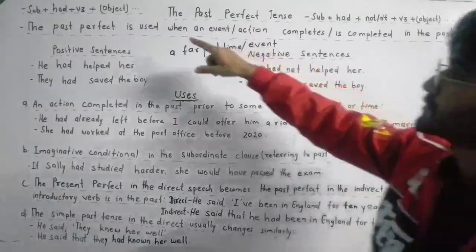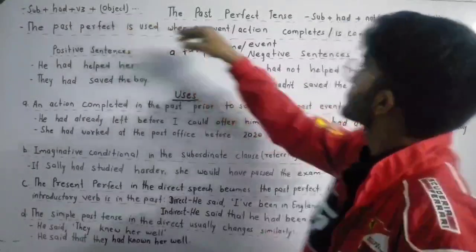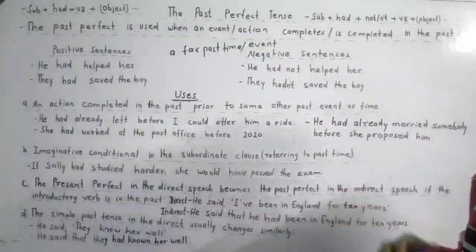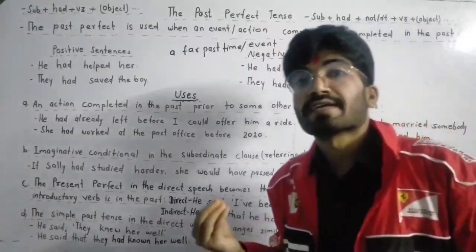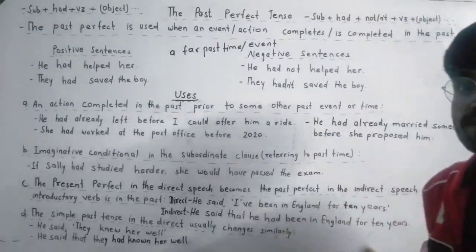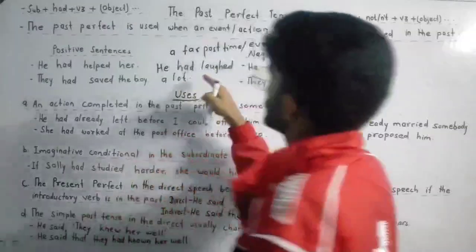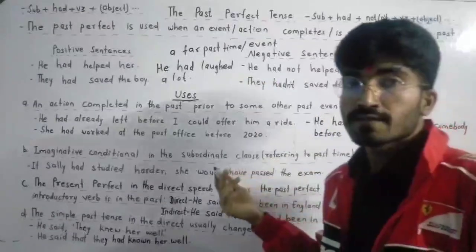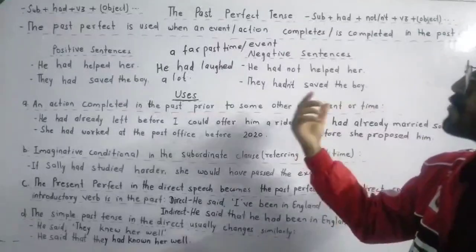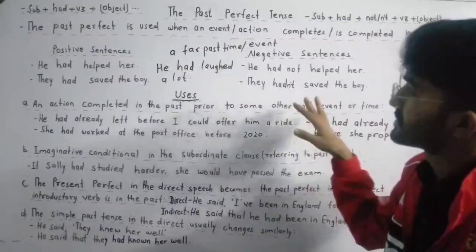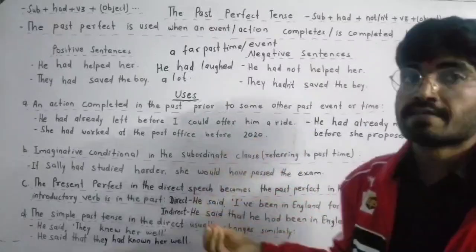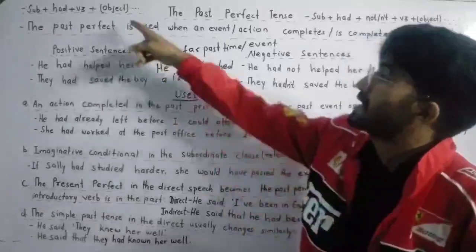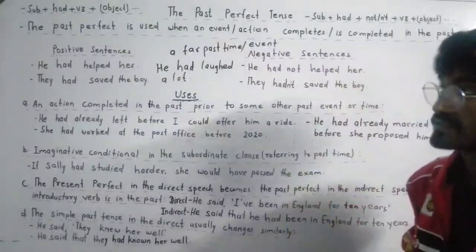And you can see I have used parentheses around the term object. This means sometimes a sentence might be complete without an object. See, this sentence is complete and meaningful: in the past, he had laughed a lot. You can see there is no object here. Without an object, oftentimes a sentence might be complete. That's why I have used parentheses and blah blah blah.